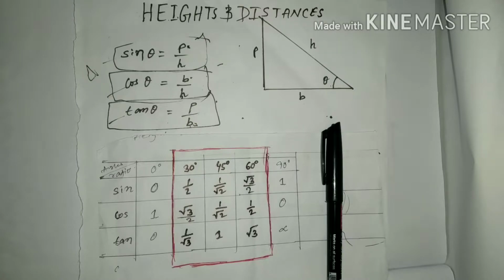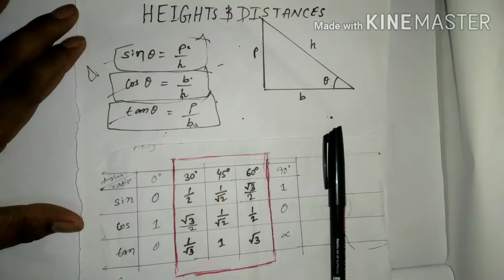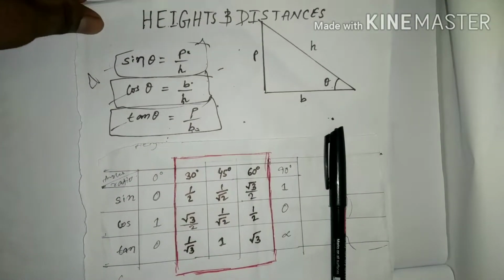Because it is the application of trigonometry, we are going to find out any height. Suppose your school, a building, a monument, a chimney, we can easily find out the height of any of these things that I have told you.